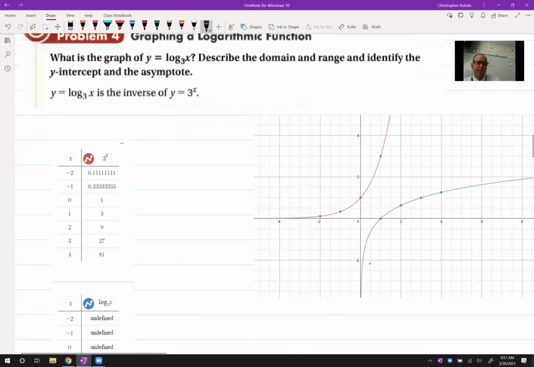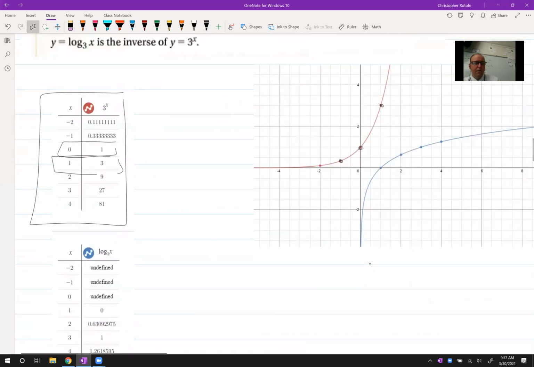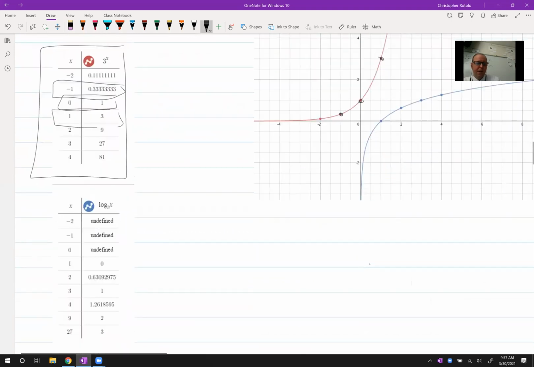So here's my exponential table. Okay, that is located in red here. Okay, so 0, 1, 1, 3. So I'll point out some of those. Okay, and we know -1 is that 1/3. And then what we're going to do is flip-flop them. Okay, so the only ones that I get flip-flopped, 0, 1, 1, 3.